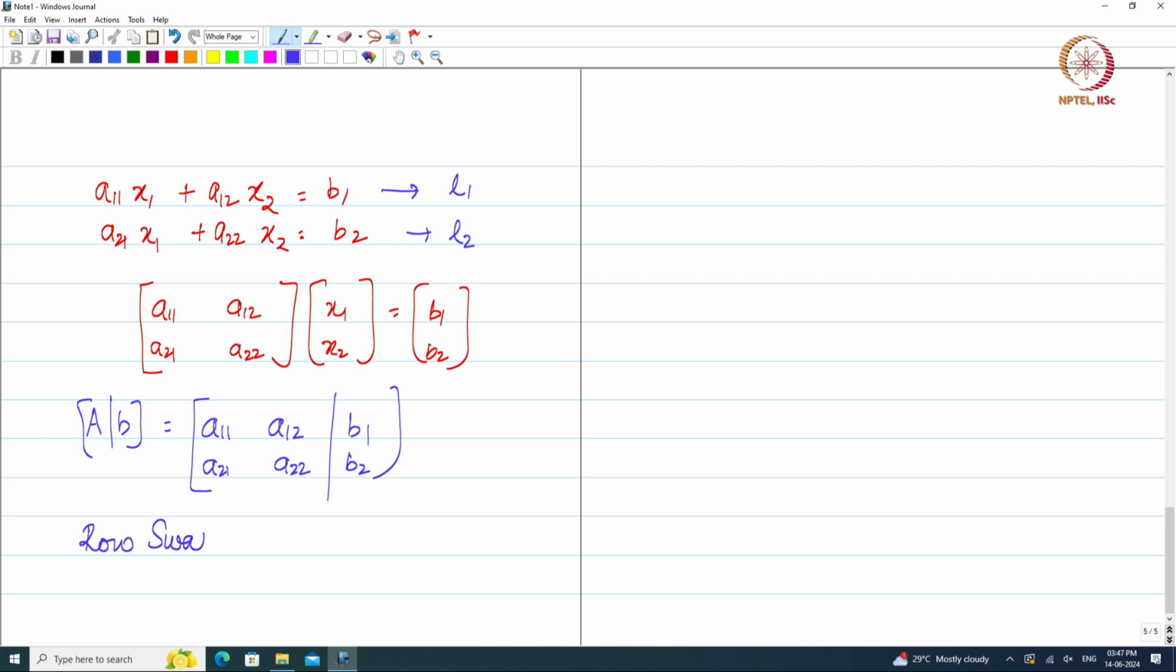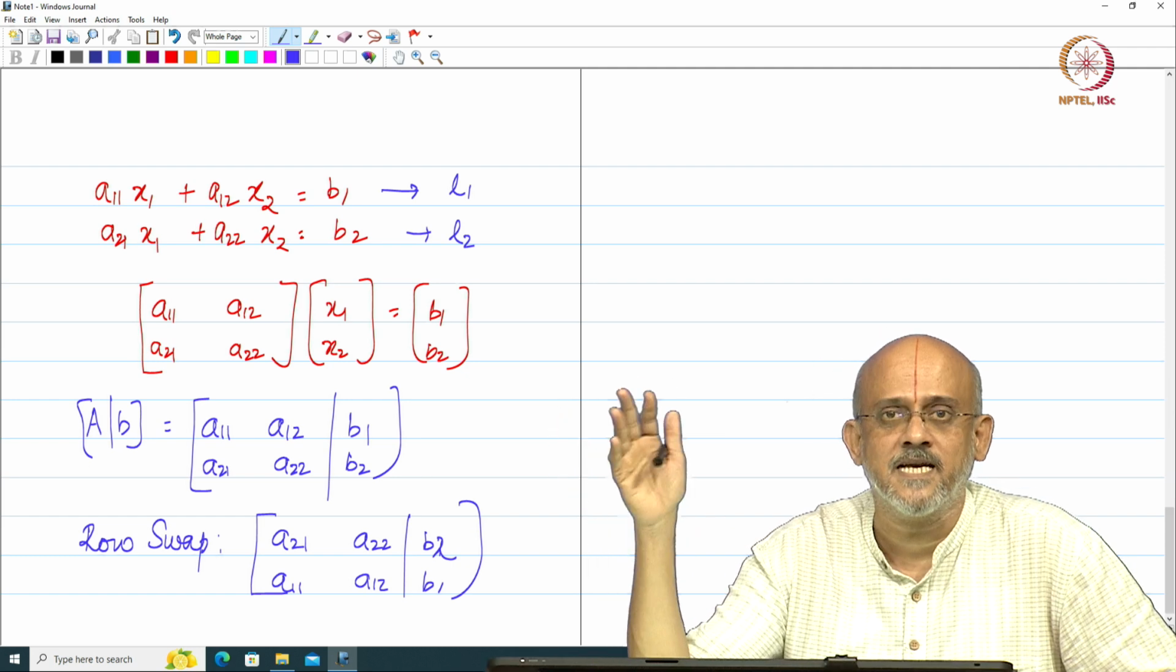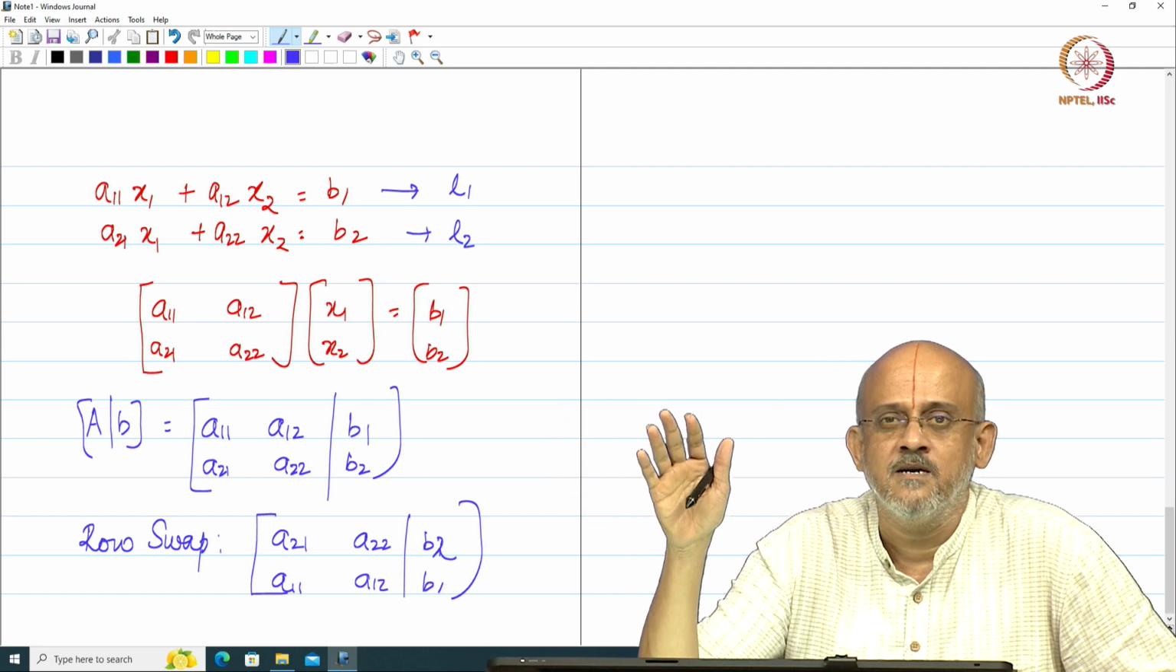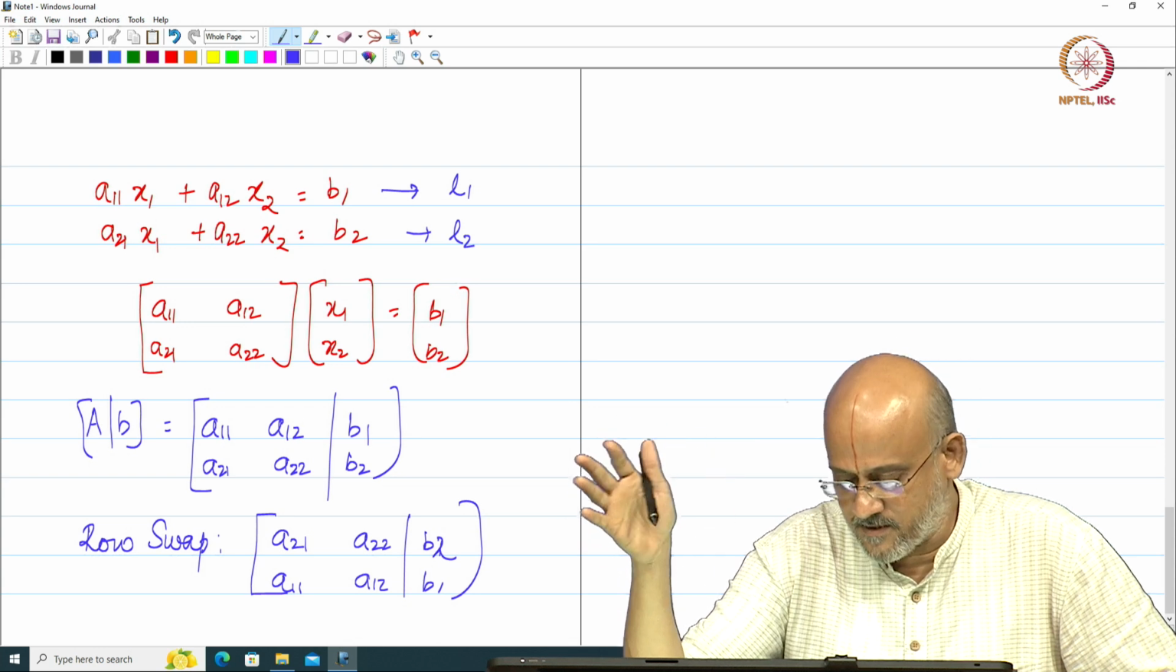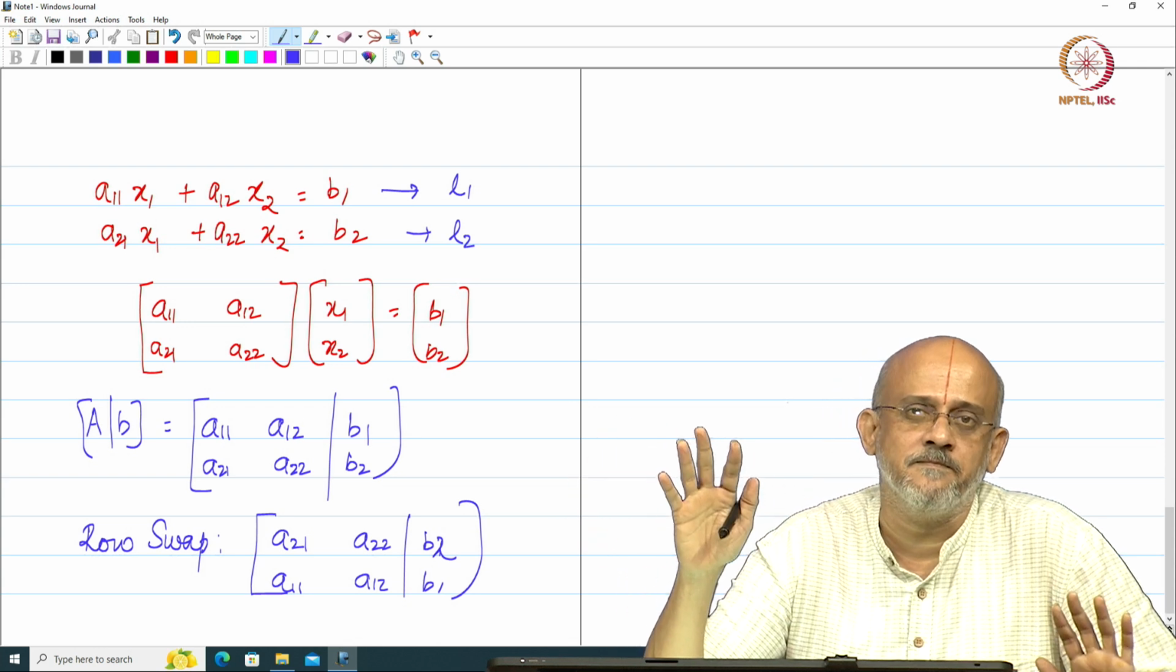So if we do a row swap, what do we get? We basically end up getting this augmented matrix which is a21 a22 b2 and a11 a12 b1. Now if you again look at the system of equations, it is just that the order of the equations has changed and the lines have not changed. The lines are going to be the same, but when you look at it in terms of vectors, something else happens. As I said, we will wait for that suspense probably when we do the vector view, but right now what we see is the lines are the same.